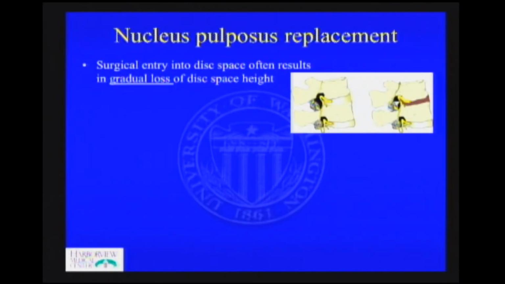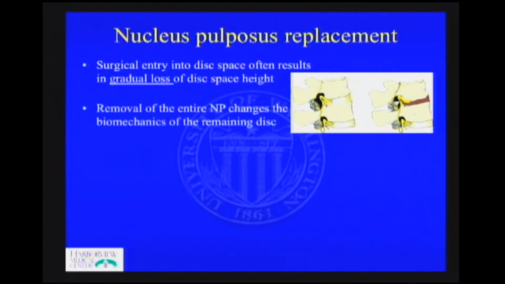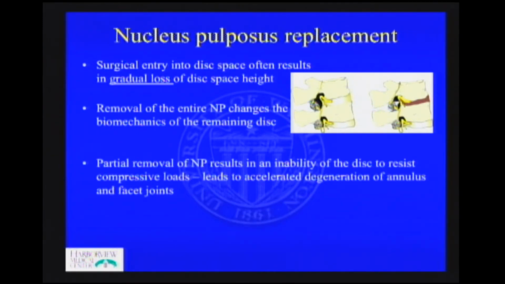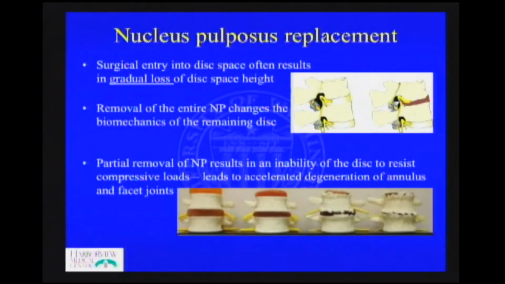As we know, surgical entry into the disc space often results in a gradual loss of disc space height. The removal of the entire nucleus pulposus will change the biomechanics of the remaining disc, and partial removal of the nucleus pulposus can result in an inability of the disc to resist compressive loads, and also leads to accelerated degeneration of the annulus and the facet joints.